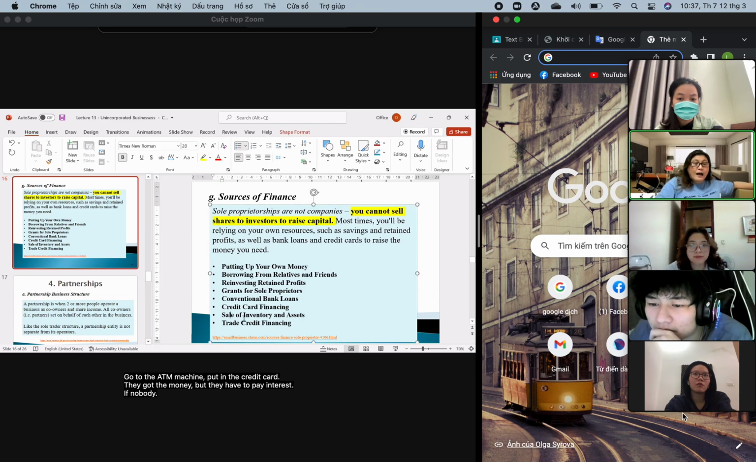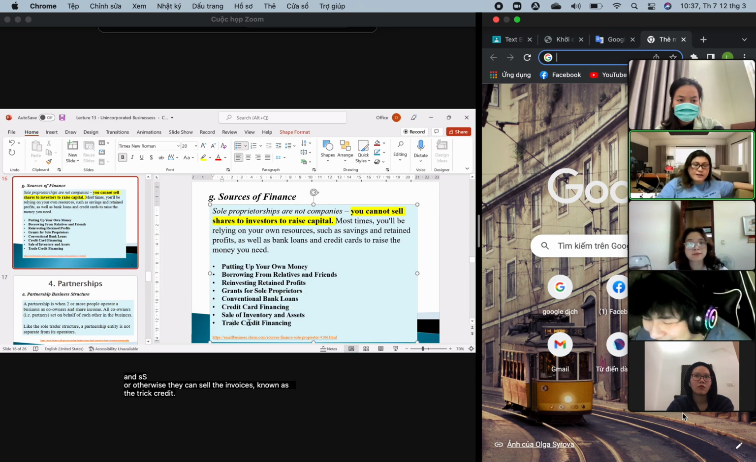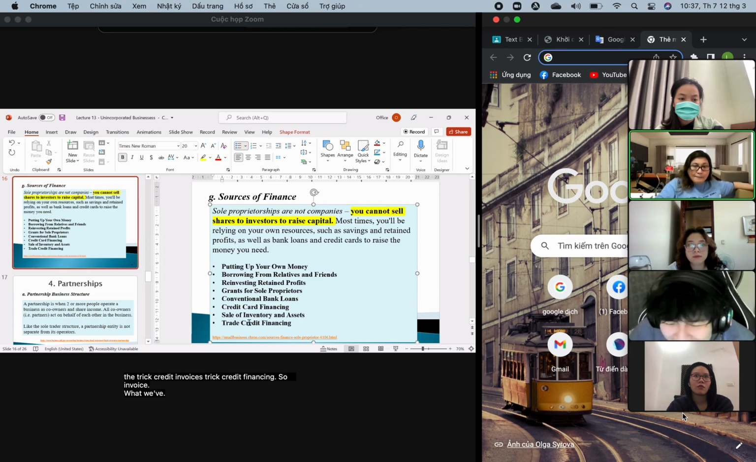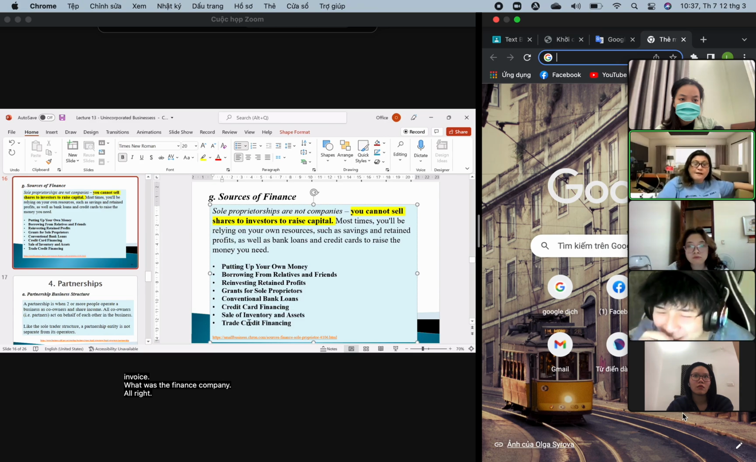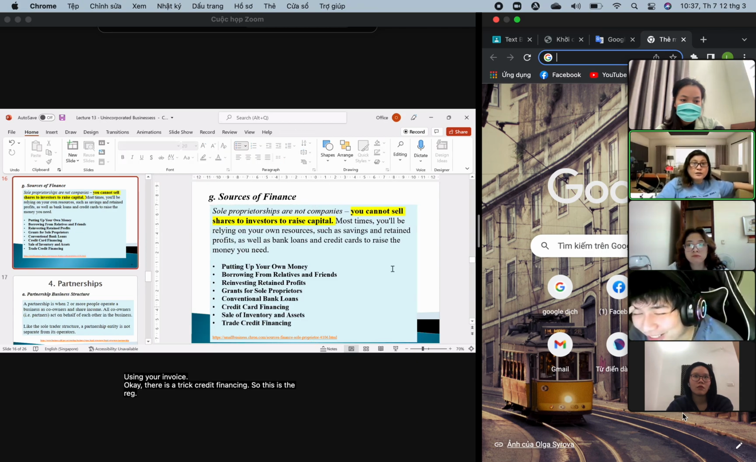If no credit card, how? They still can sell inventory and assets. Or otherwise, they can sell their invoices, known as trade credit financing. Sell invoices, work with a finance company to receive finance using your invoice. That is trade credit financing. So these are the regulations for sources of finance for a sole trader.